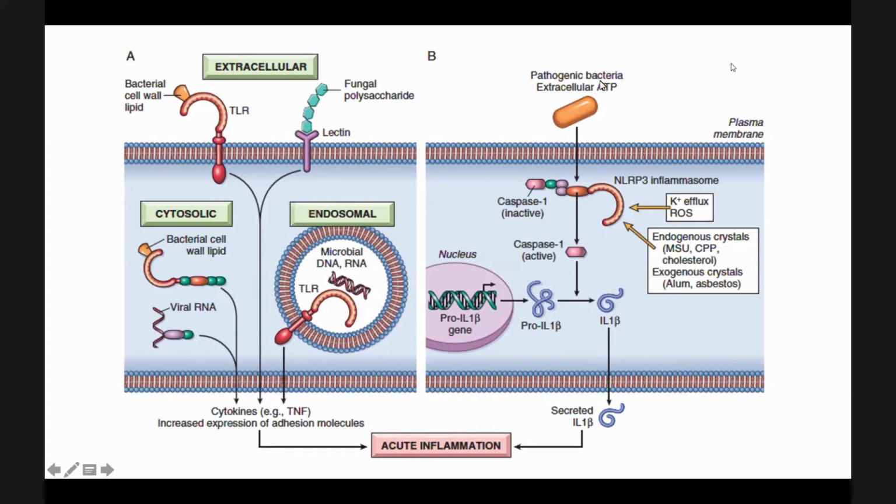The same thing happens when these extracellular pathogenic bacteria are there. They will go into these cells, and from there, this genetic transformation and formation of these caspases and a lot of inflammation will occur, that will result in secreted interleukin 1 beta to initiate this acute inflammation.